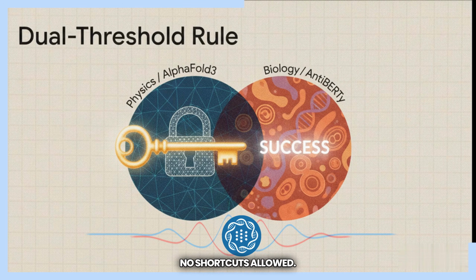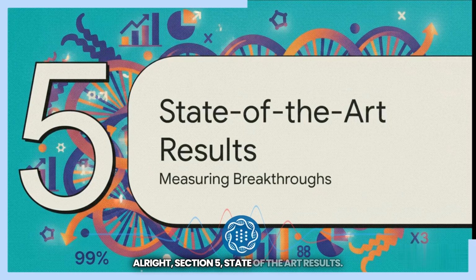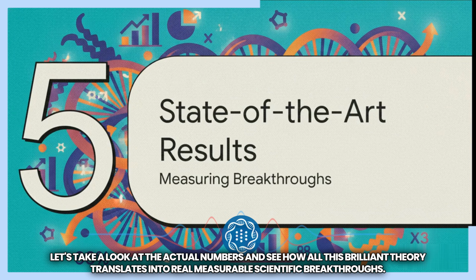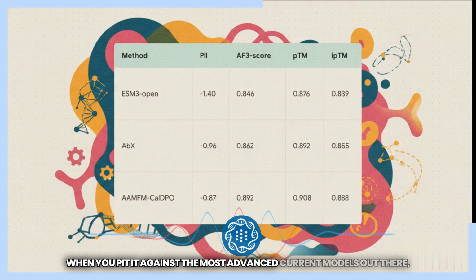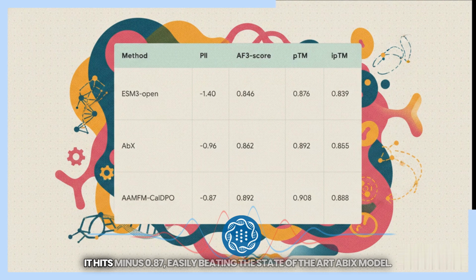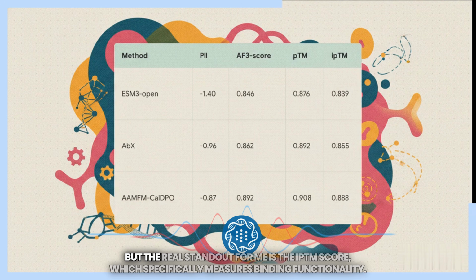No shortcuts allowed. All right, Section 5, State-of-the-Art Results. Let's take a look at the actual numbers and see how all this brilliant theory translates into real, measurable scientific breakthroughs. When you pit it against the most advanced current models out there, AAMFM just completely dominates. In pseudo-log likelihood, or PLL, where closer to 0 is better, it hits negative 0.87, easily beating the state-of-the-art ABEX model.